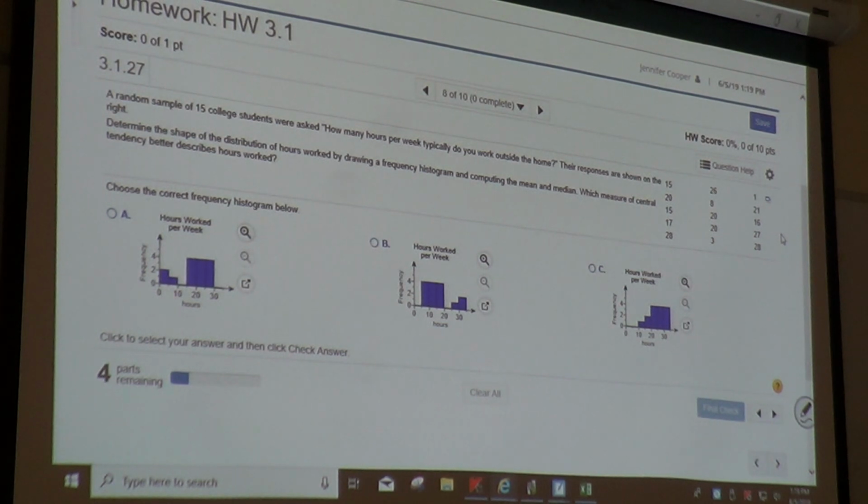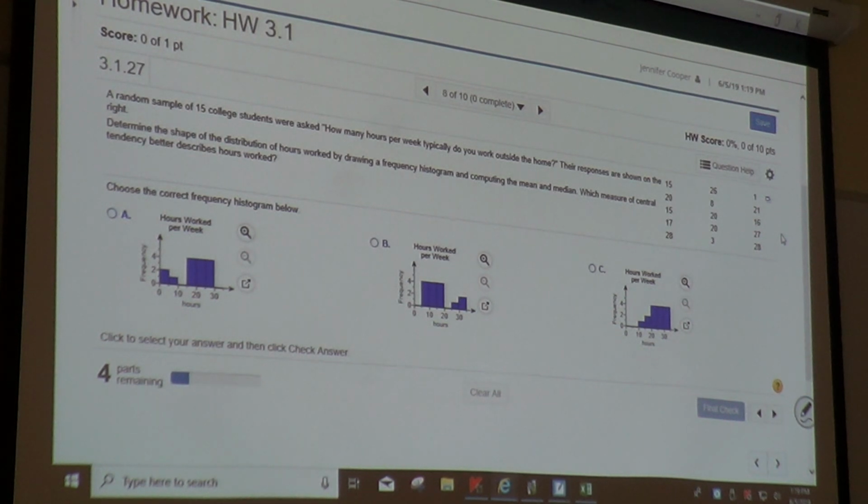A random sample of 15 college students were asked, how many hours per week typically do you work outside the home? Their responses are shown on the right. Determine the shape of the distribution of hours worked by drawing a frequency histogram and computing the mean and the median. Which measure of central tendency better describes the hours worked?